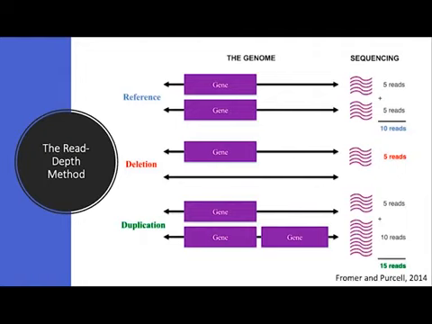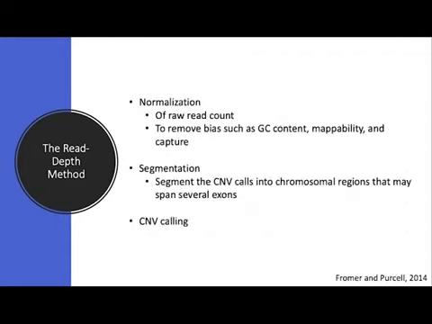And there are many biases in exome sequencing data that have to be accounted for that can impact the RD signal that are not indicating CNVs. For example, GC content bias, regions of poor mappability contributing to a decrease in read coverage, differences in the capture of target exons, and batch effects between samples.